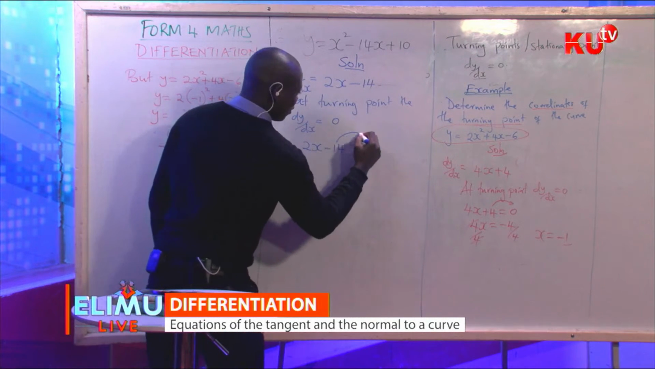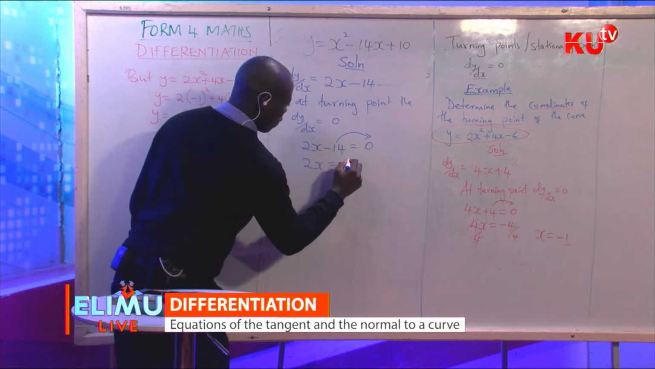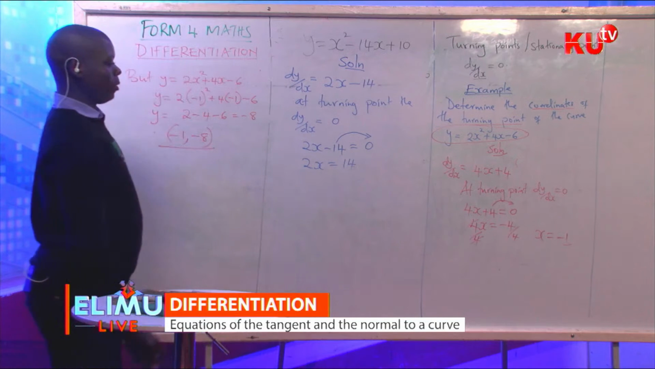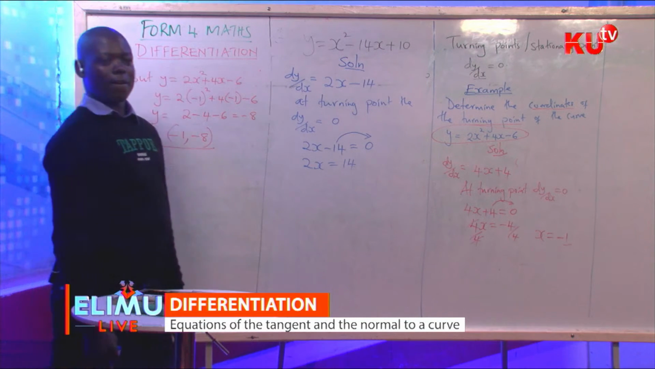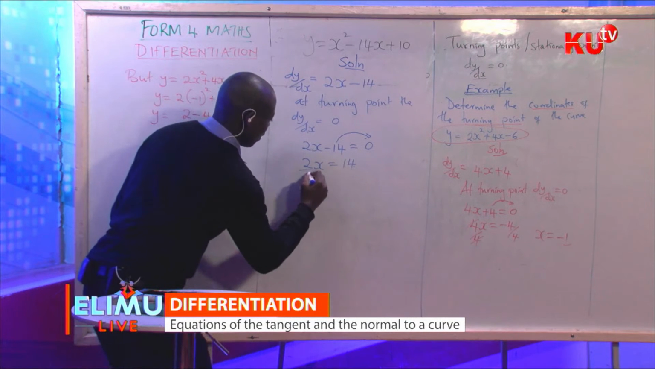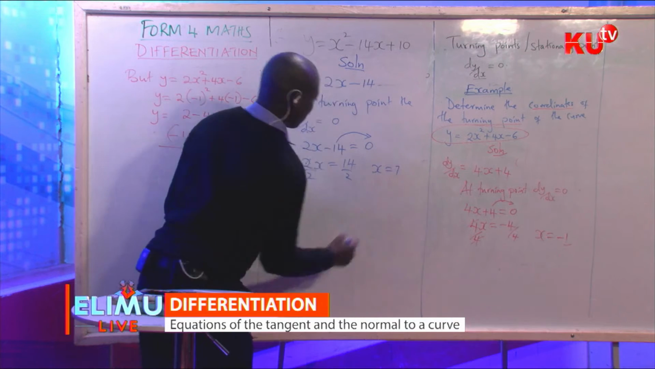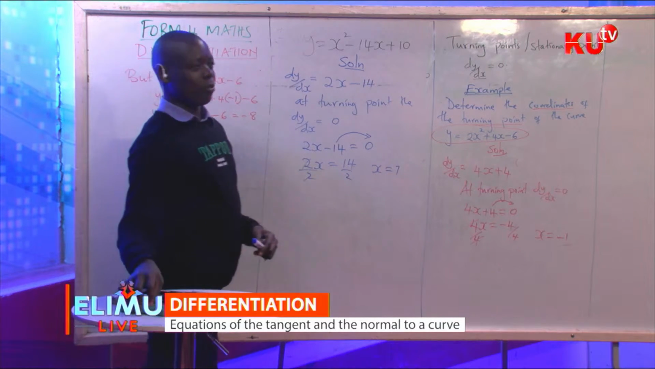Take negative 14 to the right side, students. We'll have 2x is equals to 14. So how do you get x? Good, you divide by 2. So x is equals to 7.